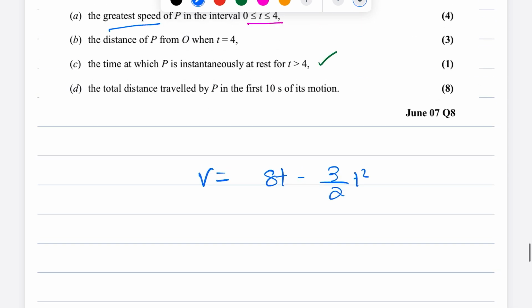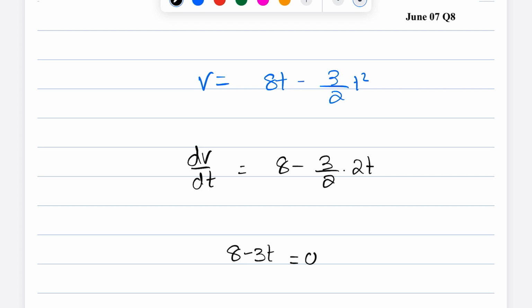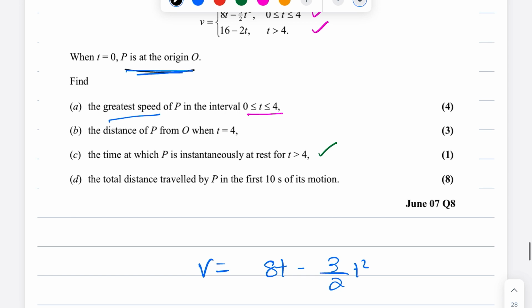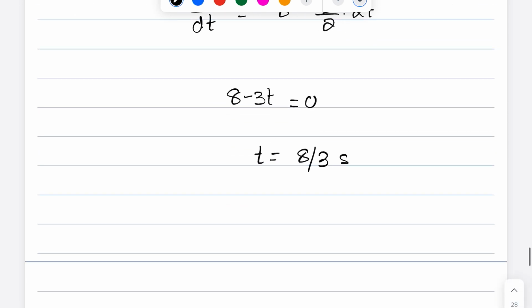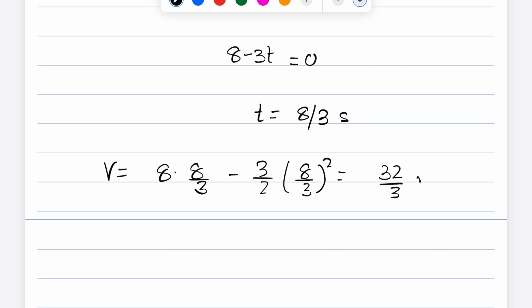Maximum speed means the derivative should be equal to 0. So dv by dt is nothing but 8 minus 3 upon 2 times 2t, which is 8 minus 3t, and that should equal 0. This gives me t equals 8 upon 3 seconds. But what is he asking? What is the greatest speed? So plug in this value of t in the velocity: 8 times 8 upon 3 minus 3 upon 2 times 8 upon 3 whole square, which is 32 upon 3 meters per second.